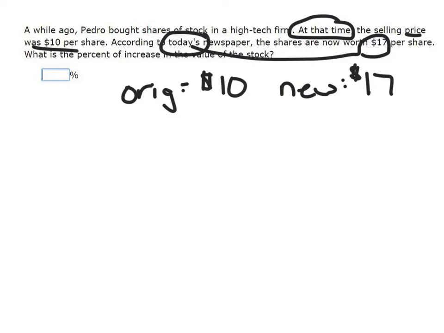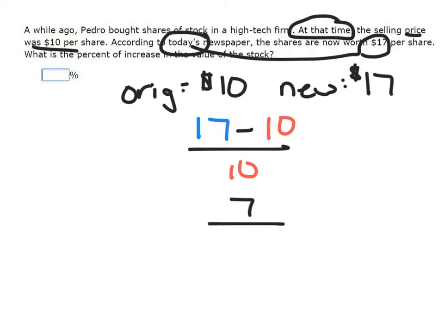So again, it's that same process. The new minus the original divided by the original. Once I substitute, I'm going to subtract. 17 minus 10 is 7. I have not changed that denominator yet, so I just bring that down. Now I have 7 divided by 10 is going to be 0.7.